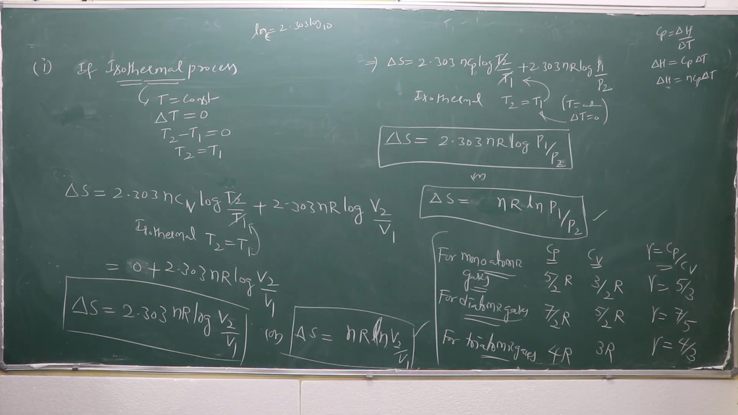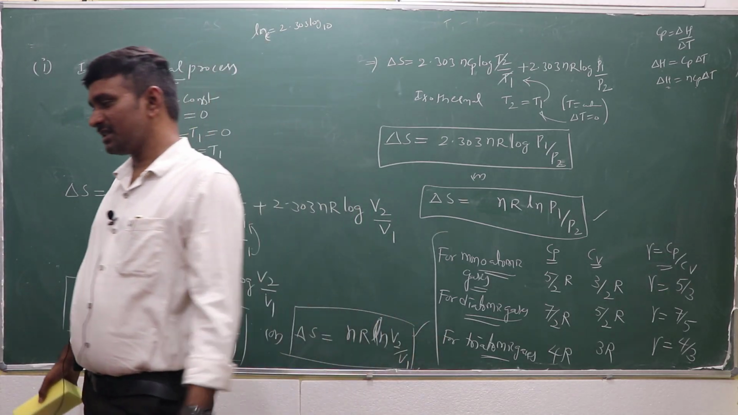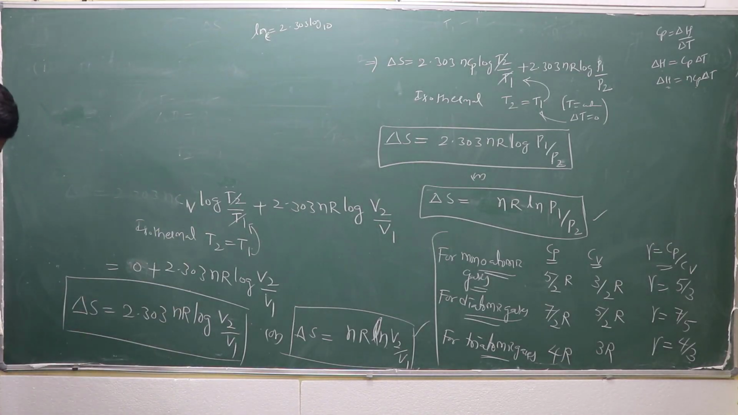So this is how to obtain those relations when the process is an isothermal process. Now another case: what is an isobaric process? What is an isochoric process? Isothermal, you know, check them. You have already checked them. Isobaric is what? Isochoric is what?